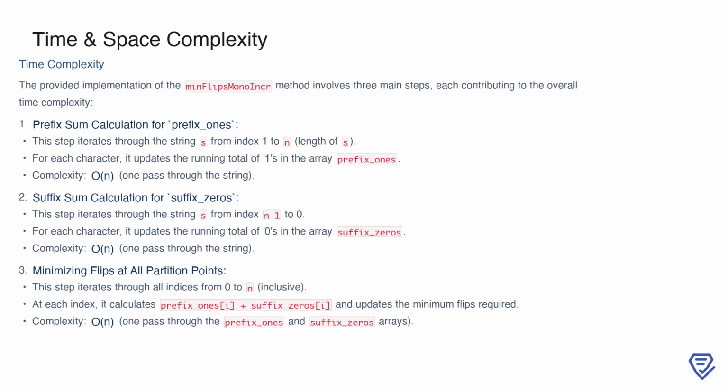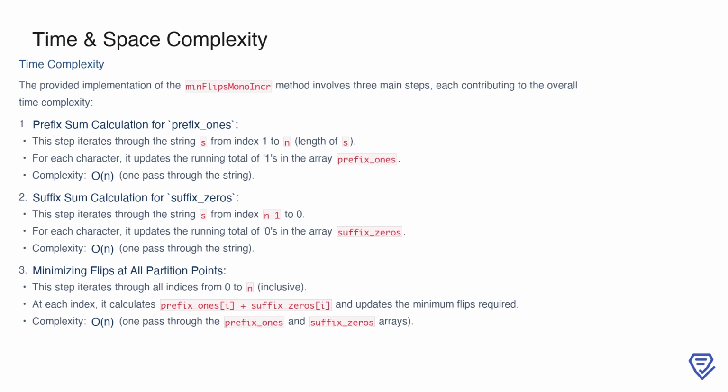In this implementation of the min_flips_mono_incr method, the time complexity arises from 3 key steps. The first step is the prefix sum calculation. Here, we iterate through the string s to compute a running total of 1s for each index and store it in the prefix_1's array. This requires a single pass through the string, making it an O(n) operation.